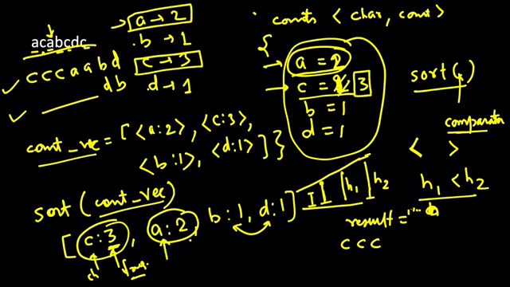Next character is A and its frequency is 2, so we will append A twice. Next is B, once. So B and D. And we will return this result. So let's see the implementation of this in C++, Java and Python.